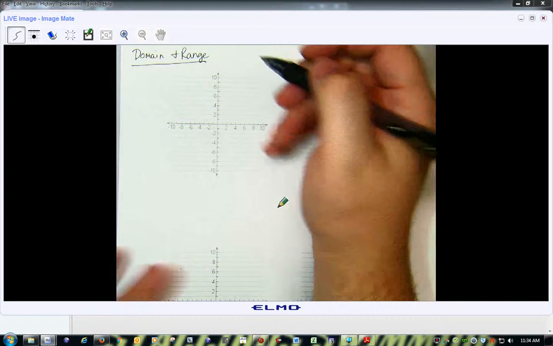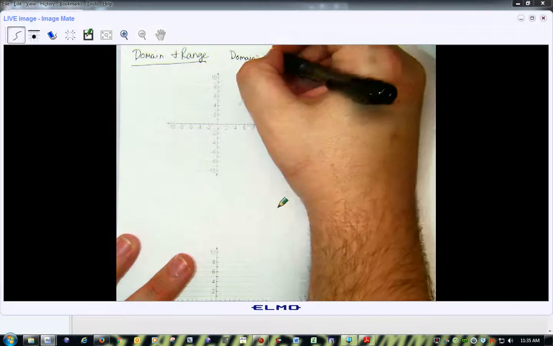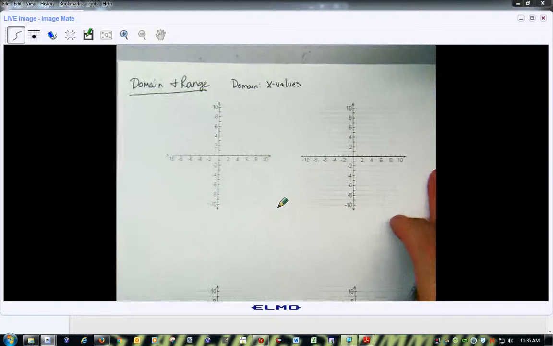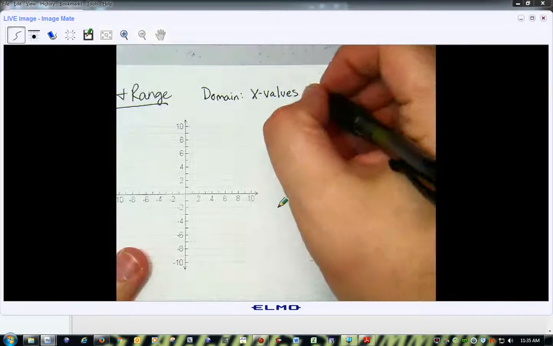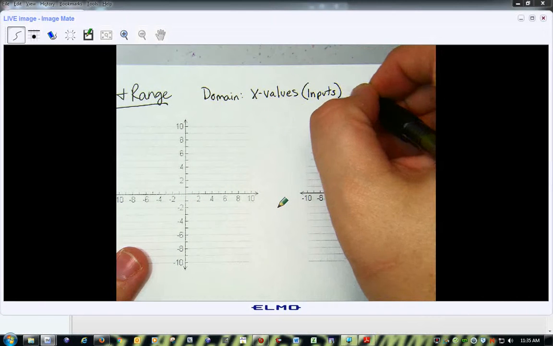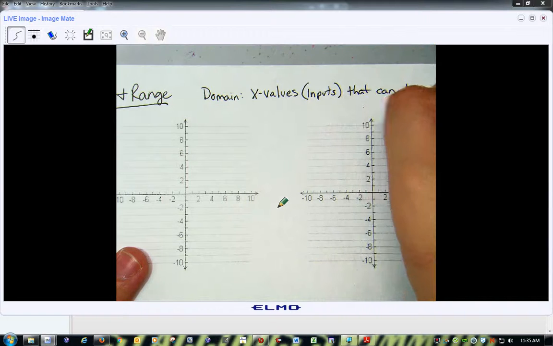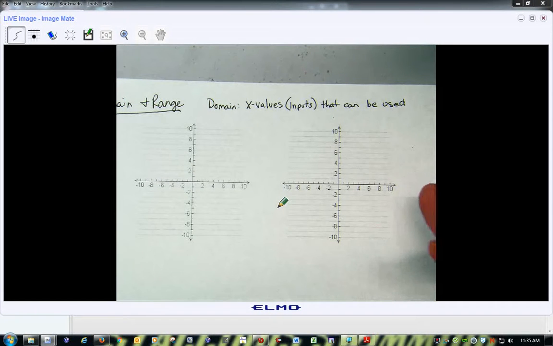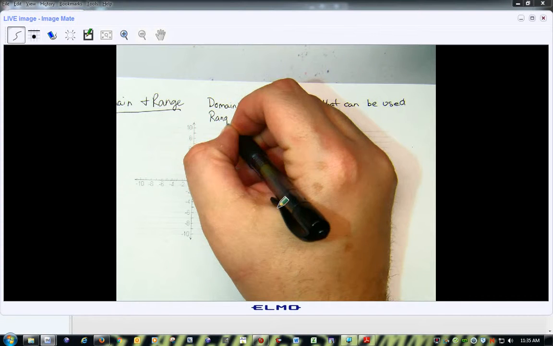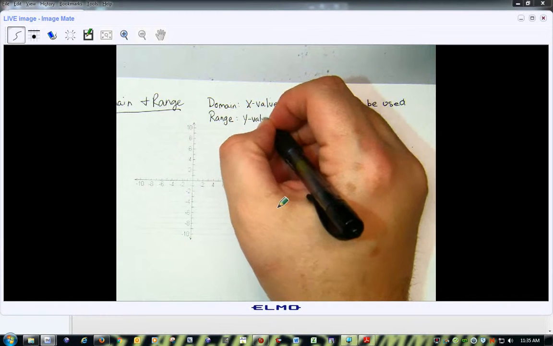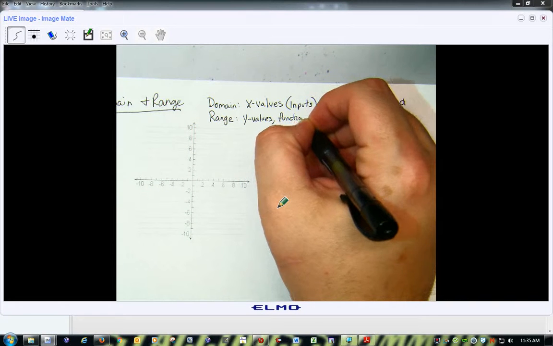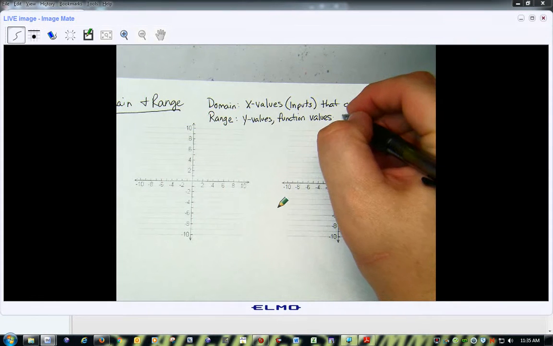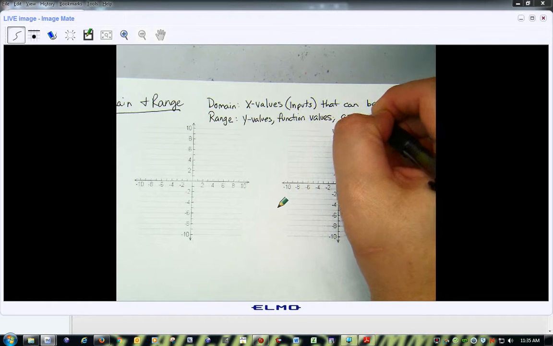Now, as far as domain and ranges go, if we're just going to break this down right off the bat, for domains, we're going to talk about X values or inputs that can be used. So all the X values that you can put into an equation are the X values that we're going to be able to use. Now the range are your Y values, your function values, or you can think of them as your answers.